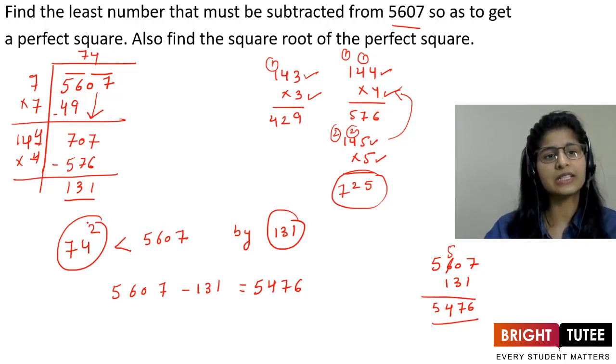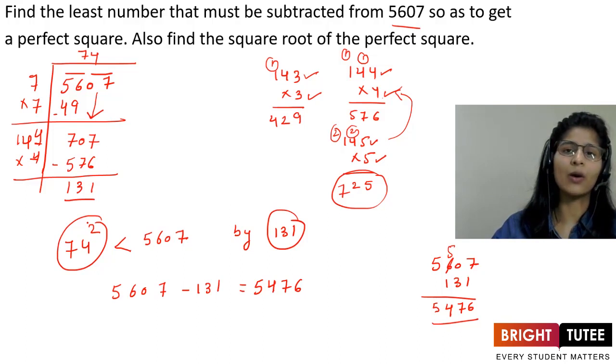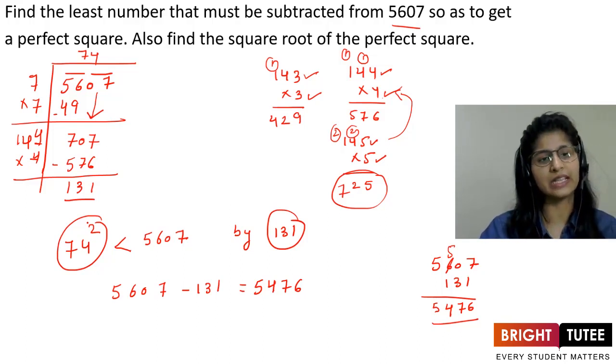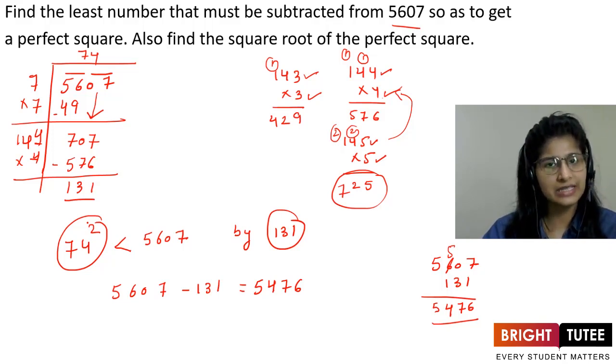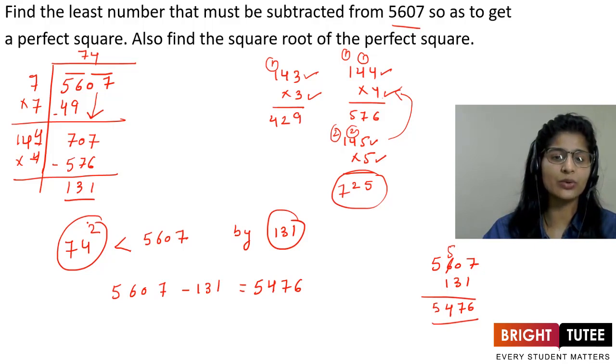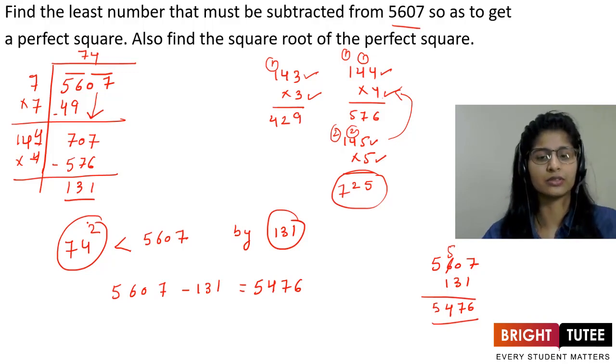Clear? Because this number was 5607, and when we find out the square root, we are getting 74 in the quotient, but still we are left with the remainder, and the remainder value is 131. So the perfect square number is 5476. Now when you find out the square root of 5476, you will get the answer as 74.